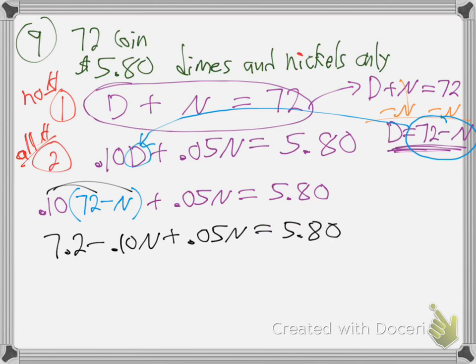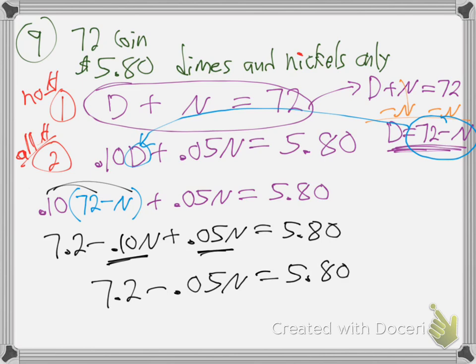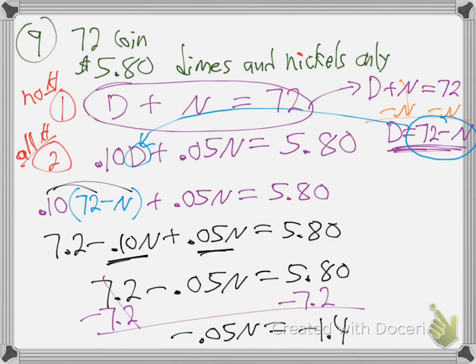So what's that going to be? Minus 0.10 N plus 0.05 N is minus, right? Minus 10 cents plus 5 cents is minus 5 cents N is 5.80. We good right there? See what happened? Just like terms, minus 10 cents plus 5 is minus 5 cents, 0.05 N. Got to solve for N. So keep going. Subtract the 7.2 from both sides. Minus 0.05 N is, I don't know, is it minus 1.4? 5.80 minus 7.2, yeah, minus 1.4. Almost there.